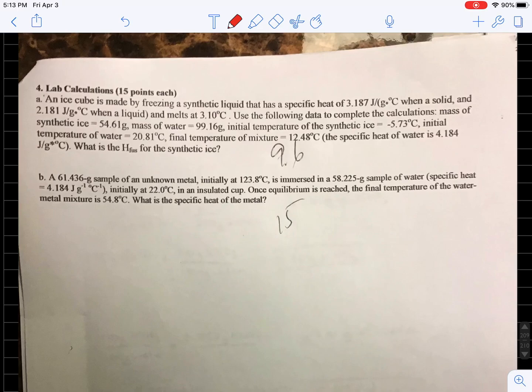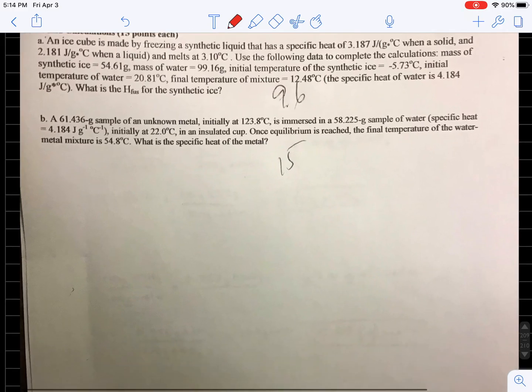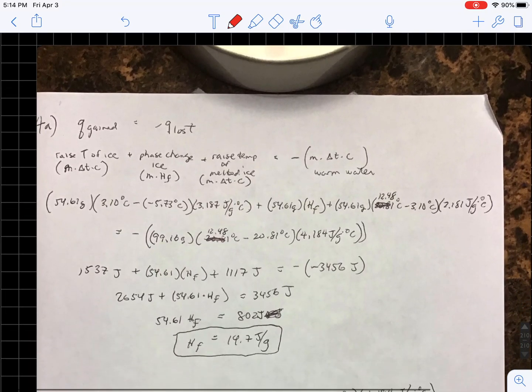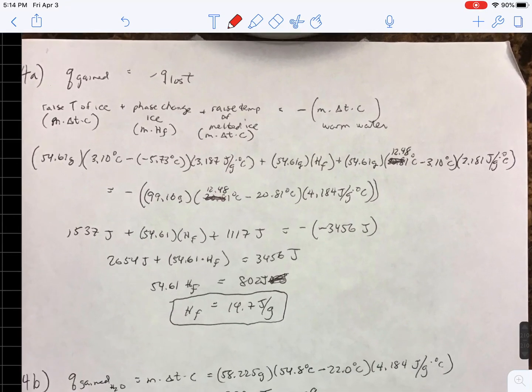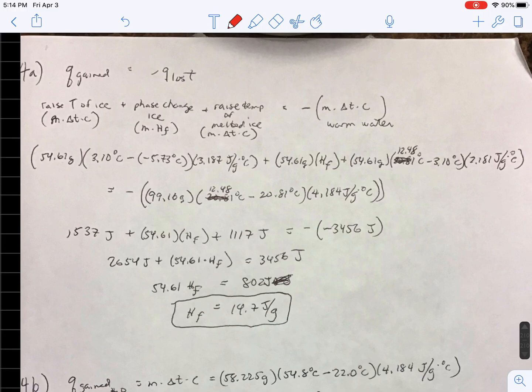Okay, the lab calculations. First one was really hard. We have an ice cube, and it's a synthetic ice cube with a certain specific heat and a different specific heat when it's a liquid. It melts at 3.10 degrees C, and they give you a lot of other data surrounding the mass of the ice and the mass of the water and all that kind of stuff. This was an Algebra 2 question. So if you made a calculation mistake, I didn't count it against you.